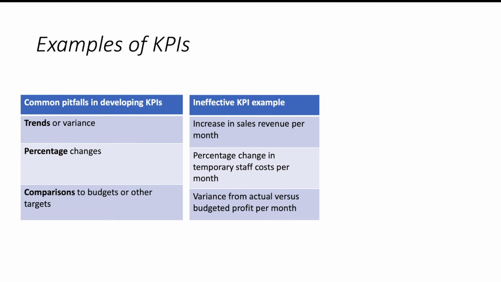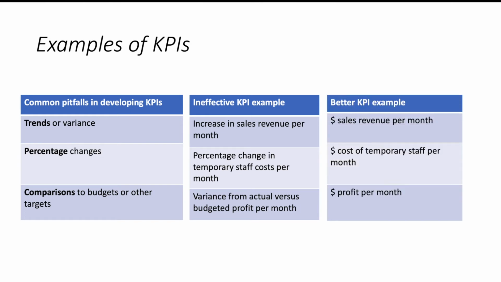I'm giving you the better KPI examples. What are these? The dollar amount of sales revenue per month. Now this will give a clear picture of how much, like even in the ineffective KPI example we described, because this is telling us about trends and variance. This is a dollar amount of sales revenue per month.